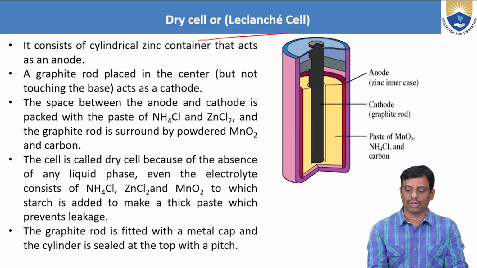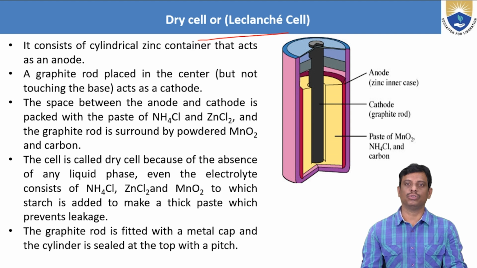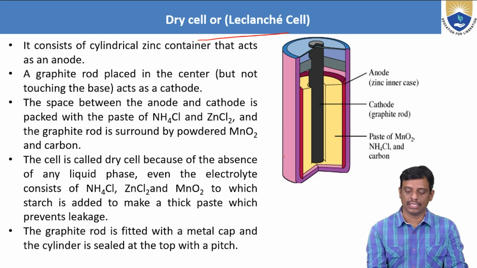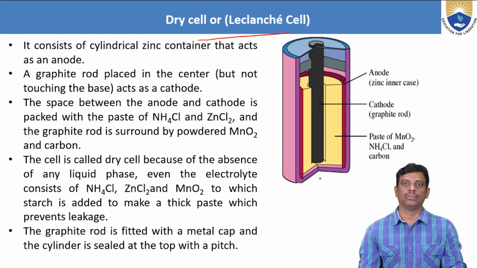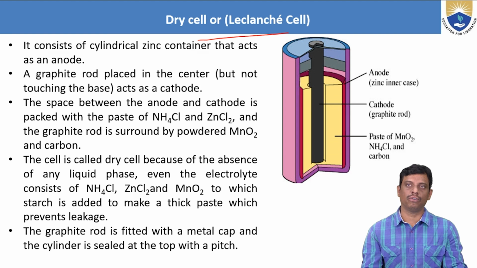If you look at that picture of the dry cell, we know the components in the dry cell. Why is it called a dry cell? Because no liquid electrolyte is used in the battery. That's why it is called a dry cell or Leclanche cell. Leclanche was a scientist who invented this battery. This is a dry battery, the best example of a primary battery. This is a non-rechargeable battery.